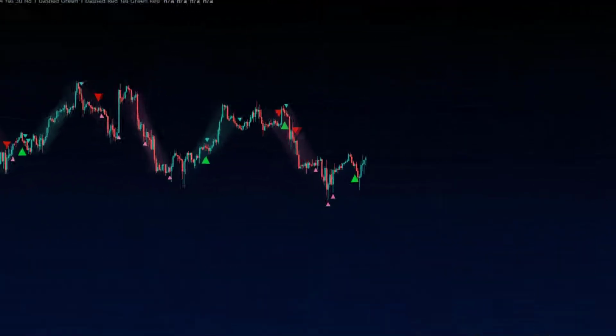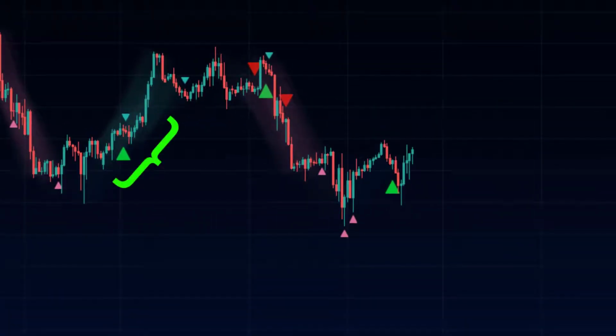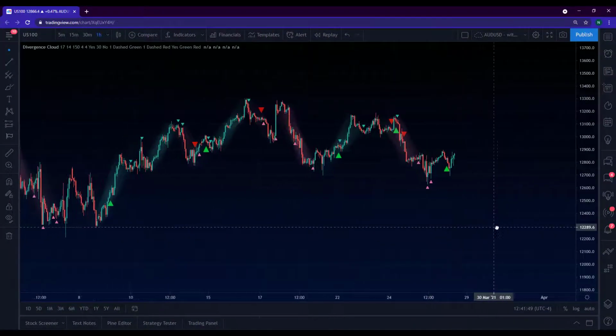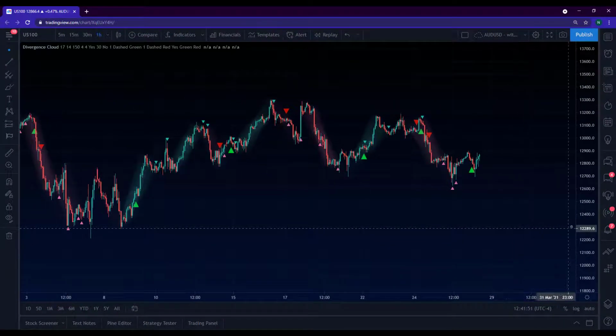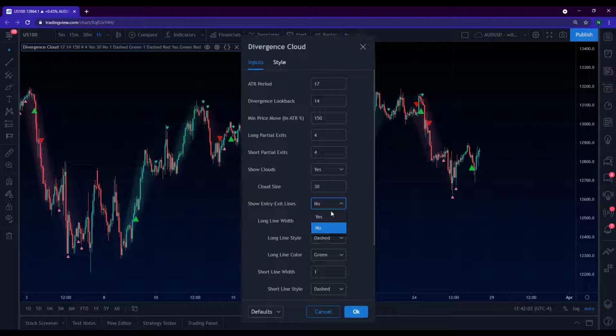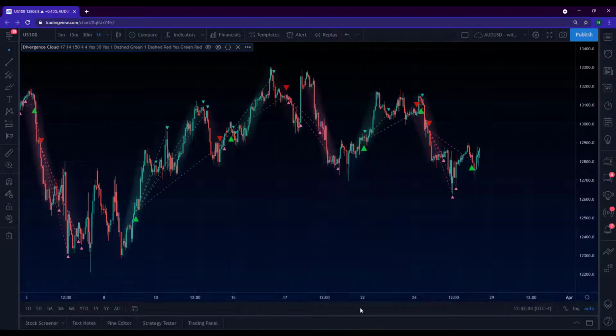These glowing areas are the divergence clouds. Green clouds represent areas that predict bullish action going forward, and red clouds represent bearish ones. These chains of clouds are also accompanied by entry and exit arrows, which illustrate how the trading system suggests you trade them. Let's show the entry-exit lines to get a clearer idea of how these signals are performing.